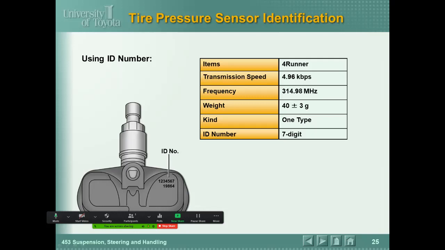So what we're going to be seeing when we look at these really is the frequency, the ID number, and the temperature of the air inside the tire. These do have batteries in them. They last about 10 years, and after 10 years, it's going to be time to replace them. So if a customer comes in and says, hey, my light's on, and you discover that one of the batteries in the tire sensor is low or bad, you need to recommend that they replace all of these as a set, because once they get to be about 10 years old, it's time to replace them.